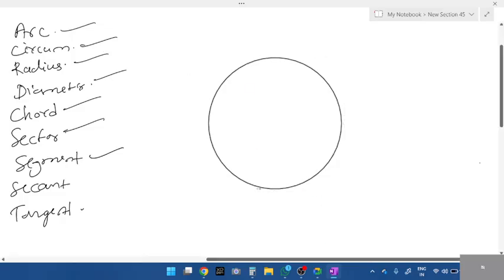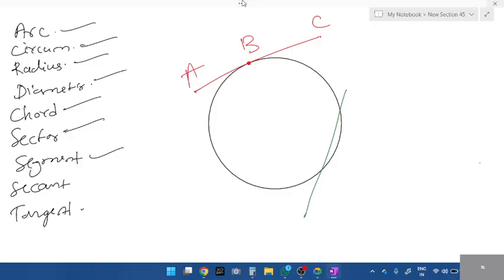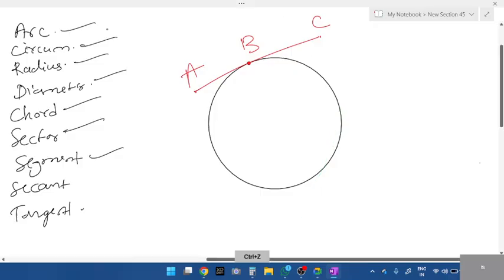Next, tangent. A tangent will never pass inside, students. A tangent will always be outside the circle like this. Only one point will touch. A, B, C. How many points does a tangent have? 3 points, right? In that, how many points are touching the circle? Only one. This is a tangent. It will never enter inside. A tangent will never go inside the circle.